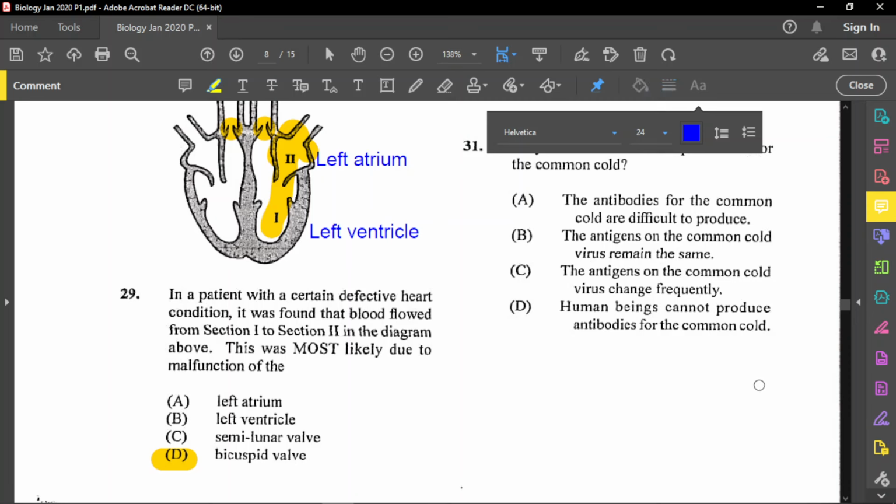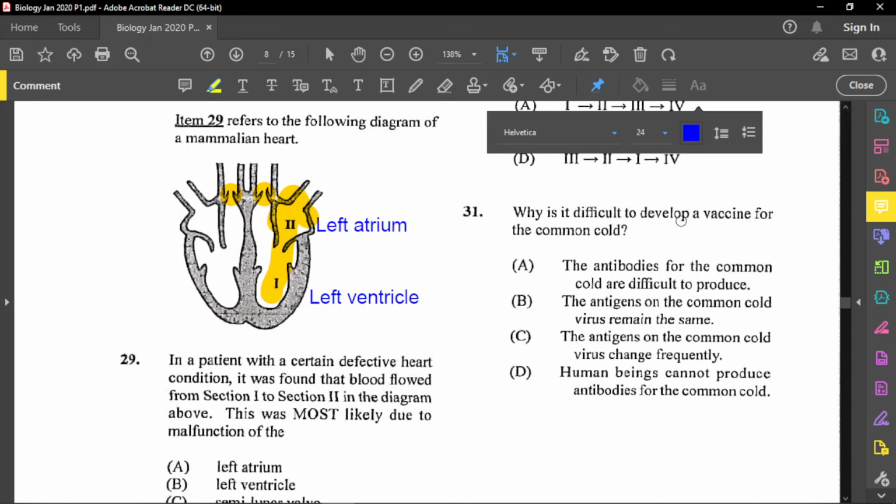Now 31, we didn't answer 31, so let's go to 31 real quick. We already went through 30. It said, why is it difficult to develop a vaccine for the common cold? It's because that virus is always changing. Let's run through quickly. Antibodies for the common cold are difficult to produce. No, not at all. The antigen on the common cold virus remains the same. No, if it remains the same, then it's easy to do. Antigens on the common cold virus change frequently. Yeah, they can mutate quite rapidly. So C is the answer right there. Human beings cannot produce antibodies. No. We passed that stage a long time ago.